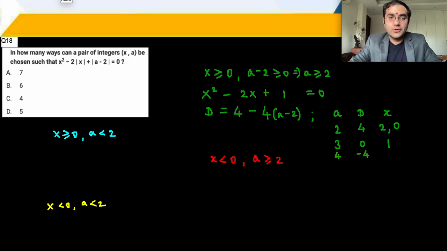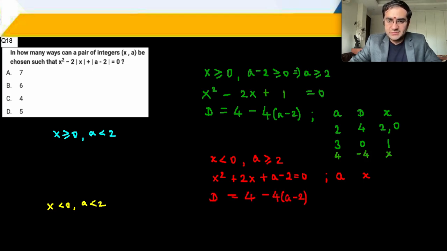Similarly, let me move on to the red case. When x will be less than 0, then my mod x will become minus x. Okay? No solution here. Mod x will become minus x, so I get x square plus 2x plus, of course a is greater than or equal to 2, so a minus 2 equal to 0. Again let me try out values for a and x. We'll put a as 2. This is my discriminant, b square minus 4ac. If you put a as 2, your discriminant becomes 4.